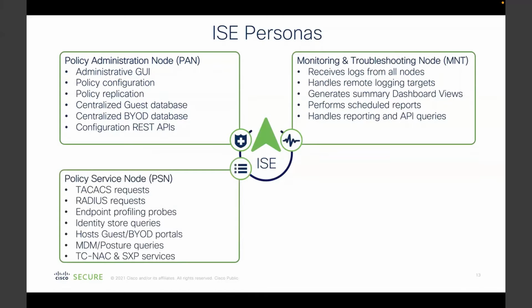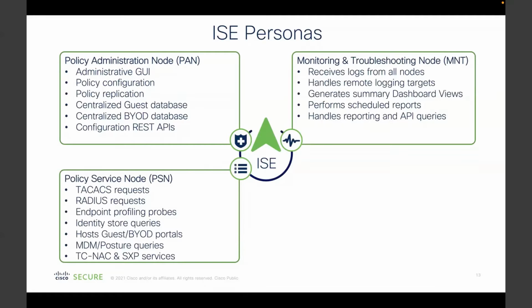Now, the next one, the policy service node, or PSN, this is really the primary workhorse of ISE. When you think about ISE doing authentications and authorizations, this is what you think of. This is where all of the TACACS requests are handled, the RADIUS requests come in, and they're mapped against the authentication and authorization rules. Any kind of endpoint profiling probes, all the data with DHCP and HTTP and Nmap, all that stuff. It's all handled on this node.